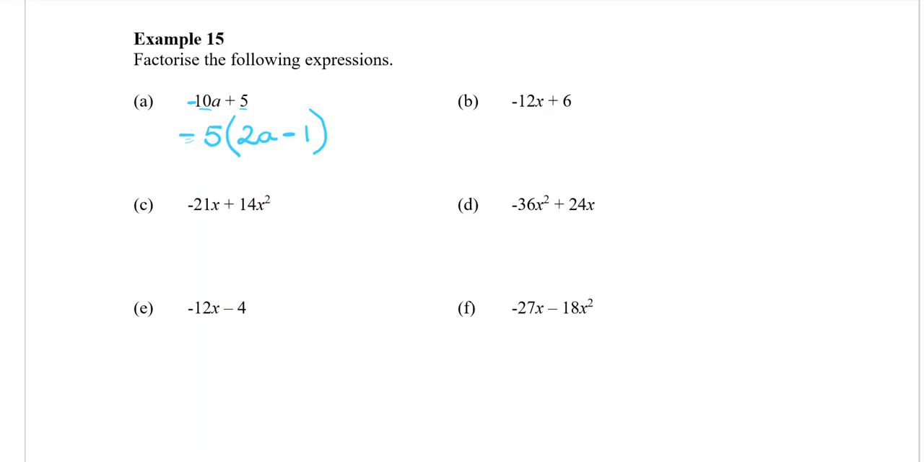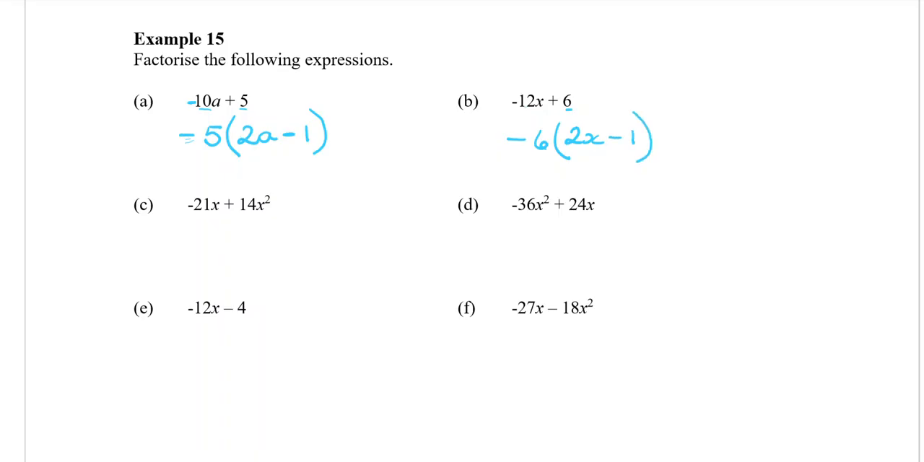Let's try again for B. We're going to bring the minus out as a factor. From 12 and 6, 6 could be the highest common factor. And then we're going to divide. The minus 12 divided by minus 6 is going to make a positive 2x. 6 divided by minus 6, type it in if you like, but that's going to make a negative 1.